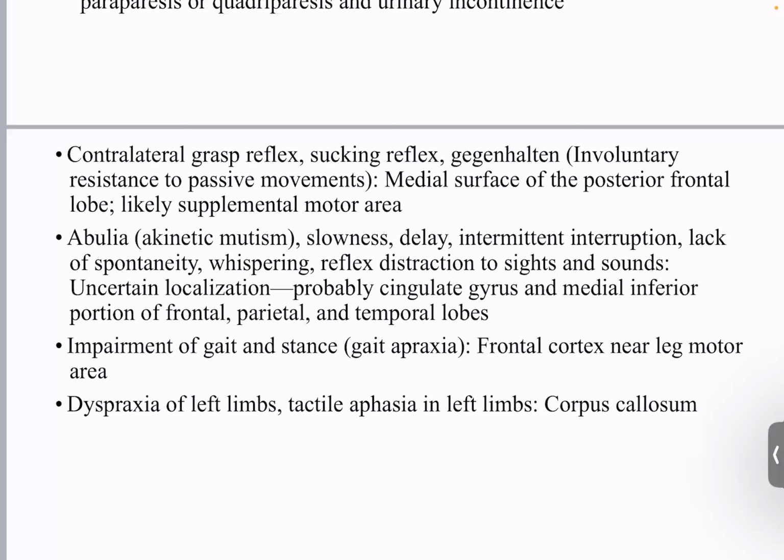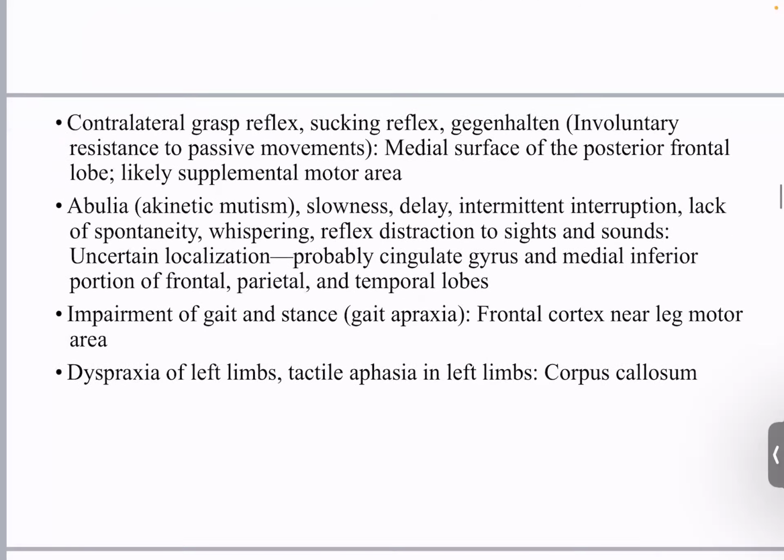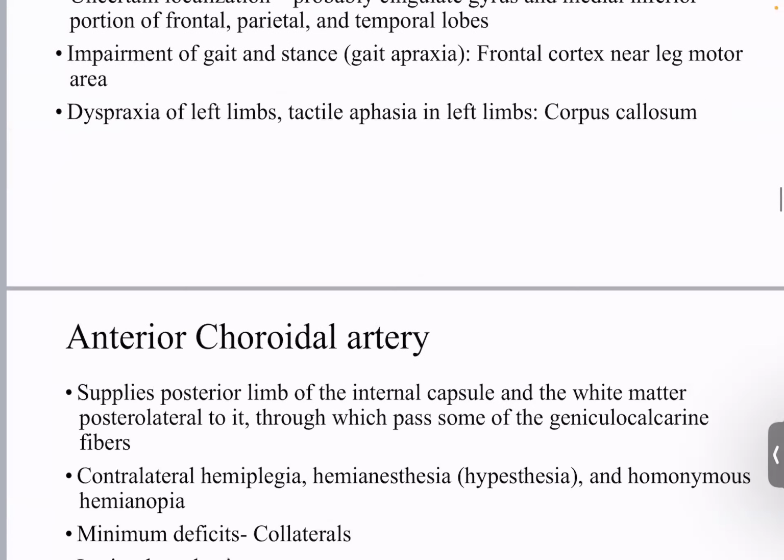Frontal cortex near the leg motor area can sometimes cause impairment of gait and stance, which is gait apraxia. Corpus callosum per se can cause dyspraxia of the left limbs, tactile aphasia in the left limbs. Sorry, there's a correction.